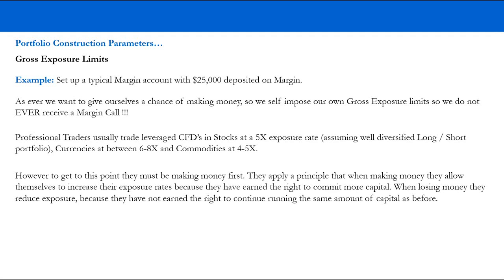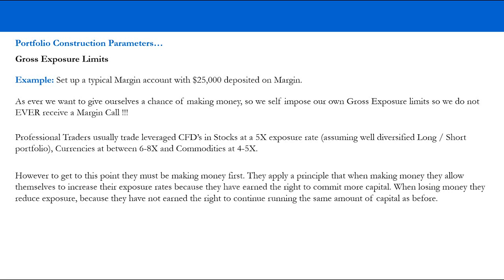However, to get to that point, they have to be making money first. And they apply a principle that when making money, they allow themselves to increase their exposure rates because they've earned the right to commit more capital. When losing money, they reduce exposure because they've not earned the right to continue running the same amount of capital as before, or even more capital.